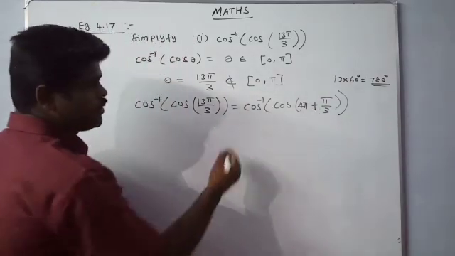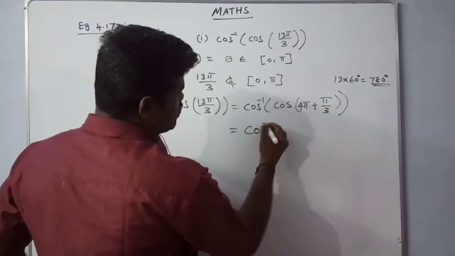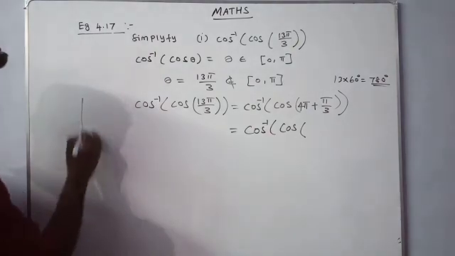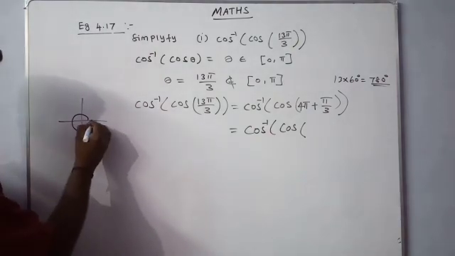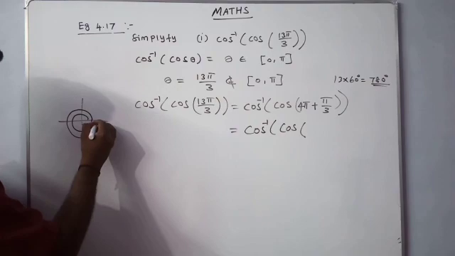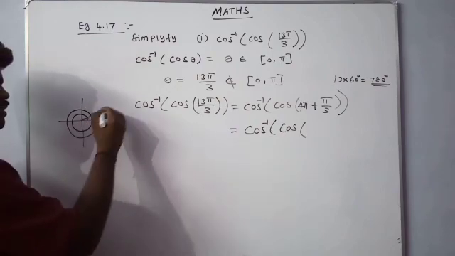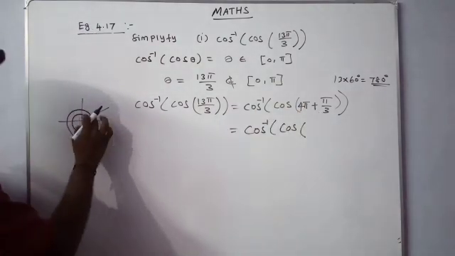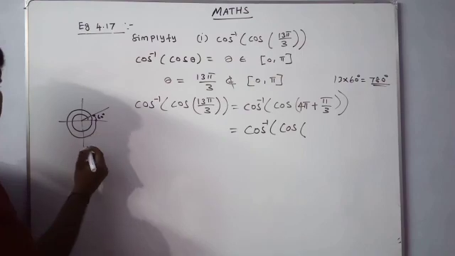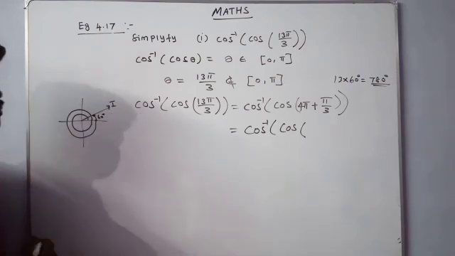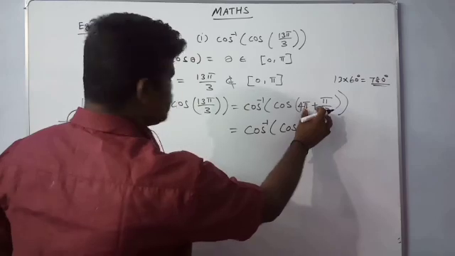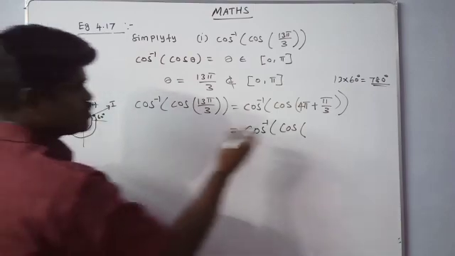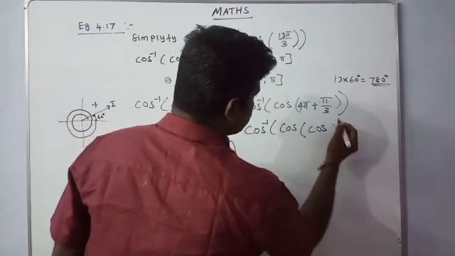Here, cos inverse of cos of what? 4 pi plus pi by 3. 4 pi means two complete revolutions, 2 pi and another 2 pi. 4 pi plus pi by 3 means 60 degrees, in the first quadrant. The first quadrant result can be written as positive, since all trigonometric ratios are positive. So we can write cos pi by 3 here.